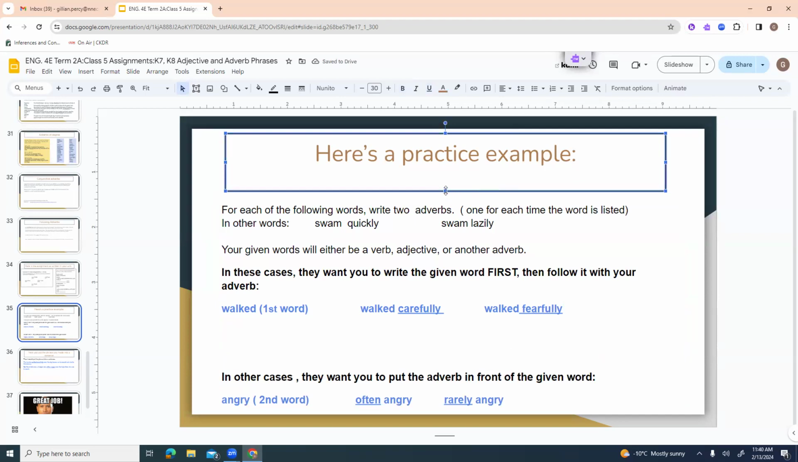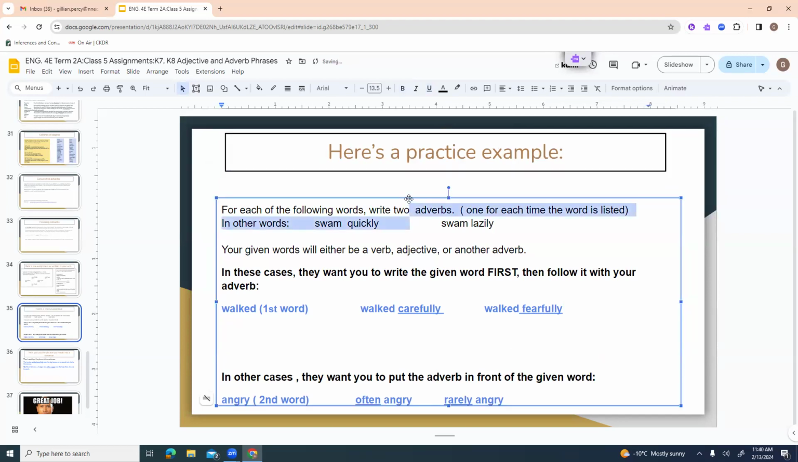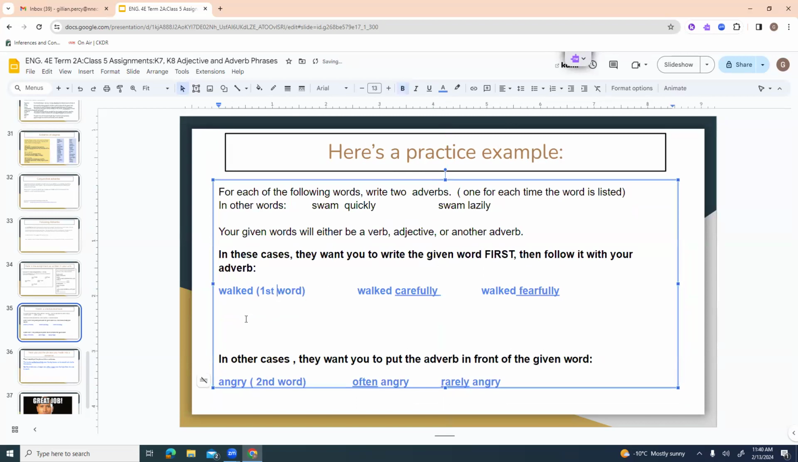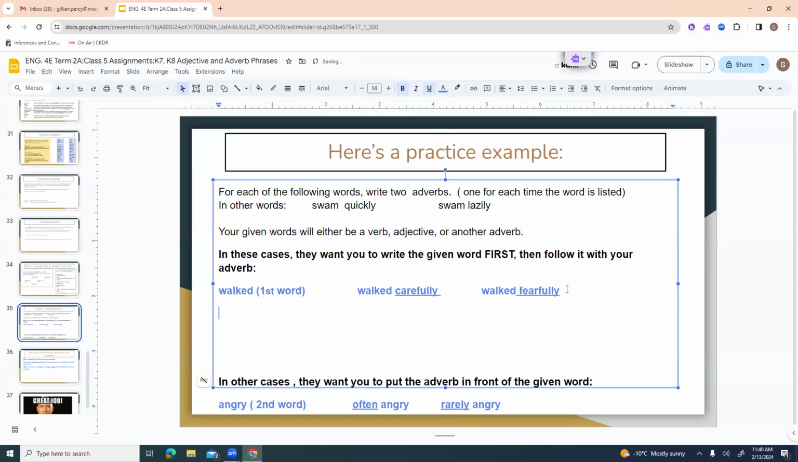Hang on, give myself some room on this page here. Here we go. So instead of walked, let's try another movement word. Let's try skipped. Okay, so I want skipped to be the first word, and then I'm going to add some adverbs afterwards. So skipped. How could this person skip?